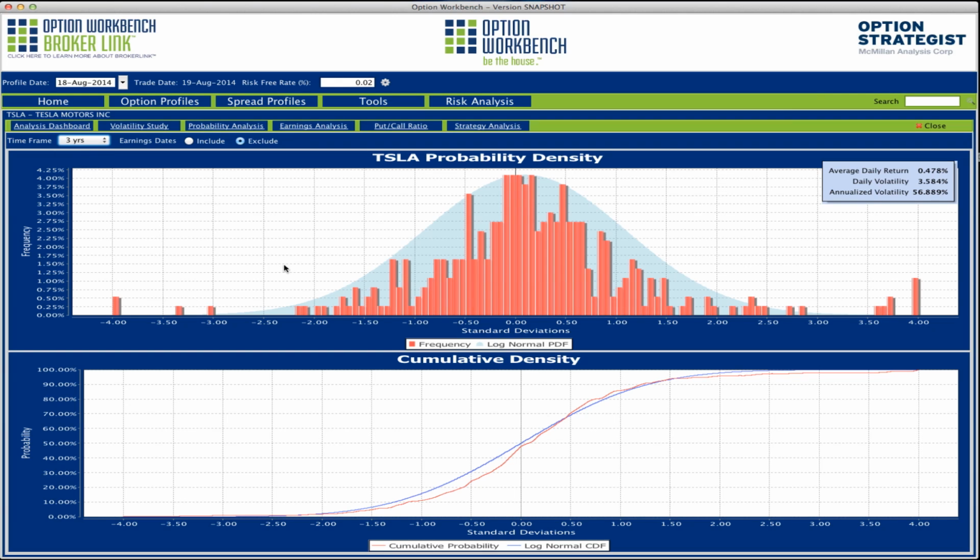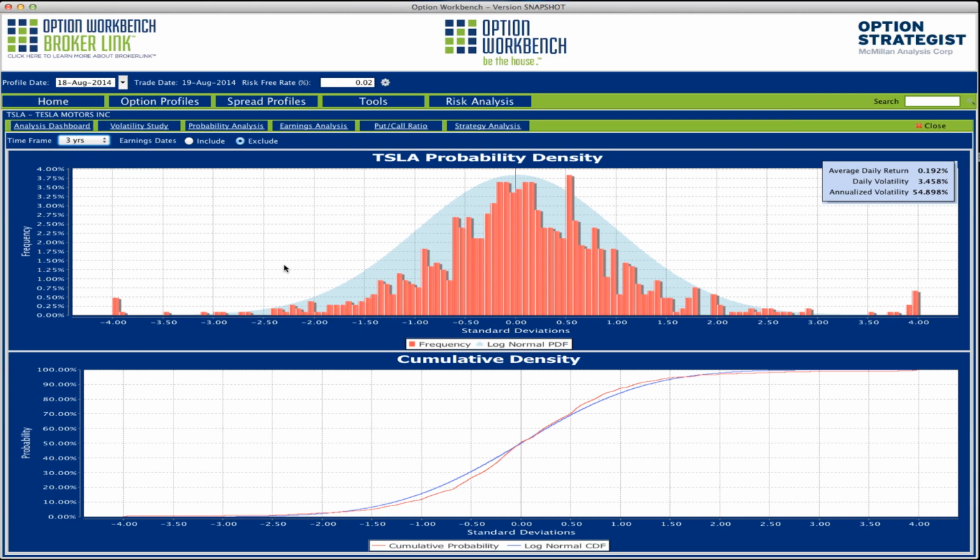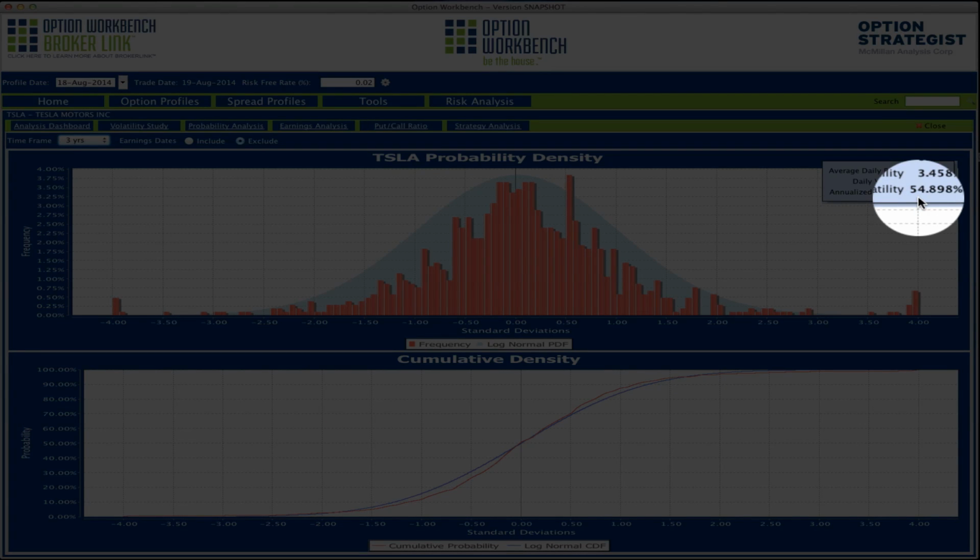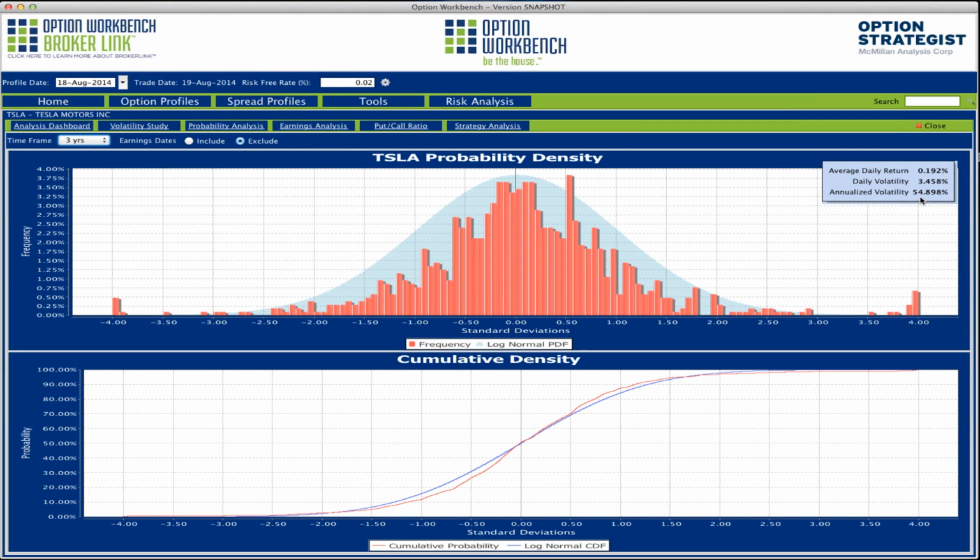So that gives me a pretty big sampling of data, and I can see the annualized volatility over the last 3 years, using actual daily price changes, excluding earnings announcements. Earnings announcements tend to be big moves on the day after earnings, and since whatever I sell is going to expire prior to the next earnings announcement, I'm going to exclude those from my probability analysis and my volatility assumptions. So here's a number of, call it, 55.